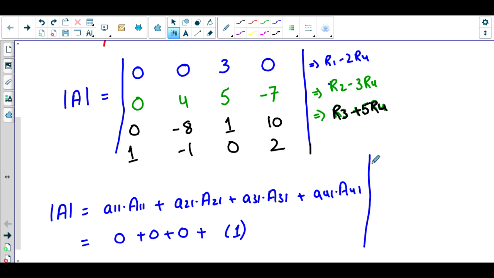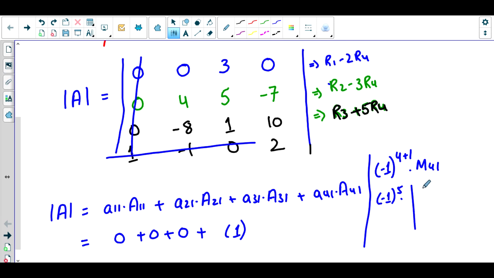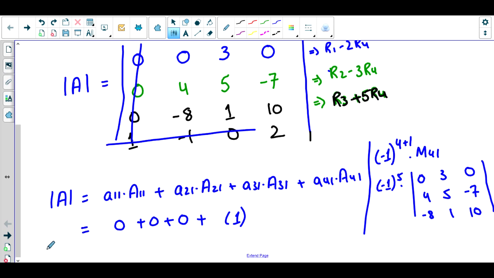A41 you can find by applying the formula of cofactor, which we learned in the last example: minus 1 to the power 4 plus 1 into M41. So it is minus 1 to the power 5 into, remove the fourth row and remove the first column. So we are left with 0 3 0, 4 5 minus 7, minus 8 1 and 10.